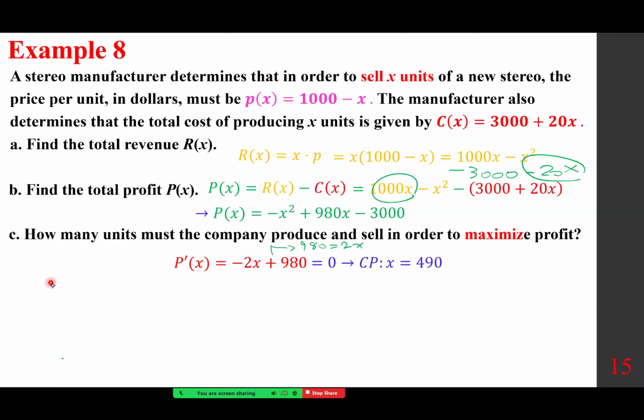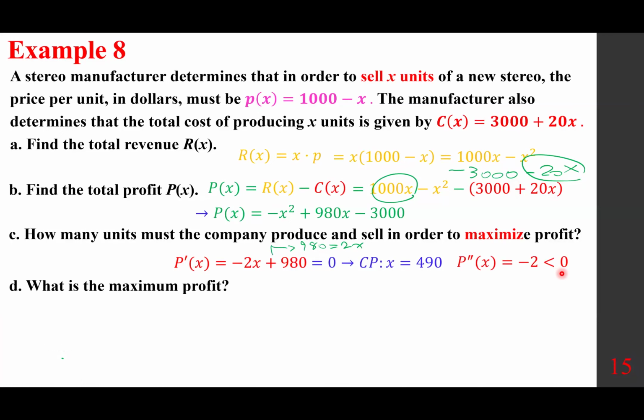We don't know yet. We go with the second derivative test. P double prime is negative 2. Negative means concave down, and that's a proof. This was the only calculus step, and we're done with calculus. Now the next step is asking what is the maximum profit? Algebraic step. What was the profit function in part B? We have that. Now we are going to replace the x here with what we found in the previous step.